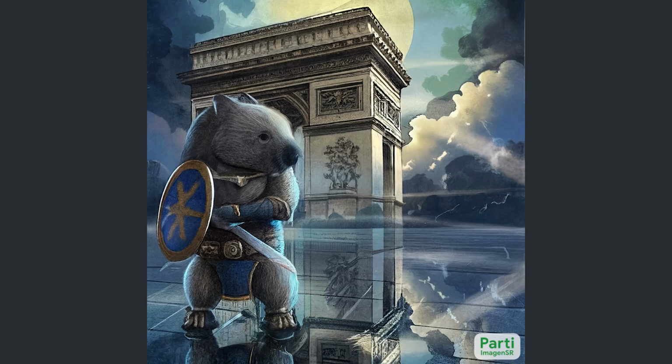I had a graduate student, Elias Ponver, when I was at UT Austin, who introduced me to wombats, and they're amazing animals. So I just started generating wombats when we were first testing out Parti's capabilities. My favorite image is actually one that I created of a wombat warrior standing in front of the Arc de Triomphe in France, with mist swirling around it and all that.